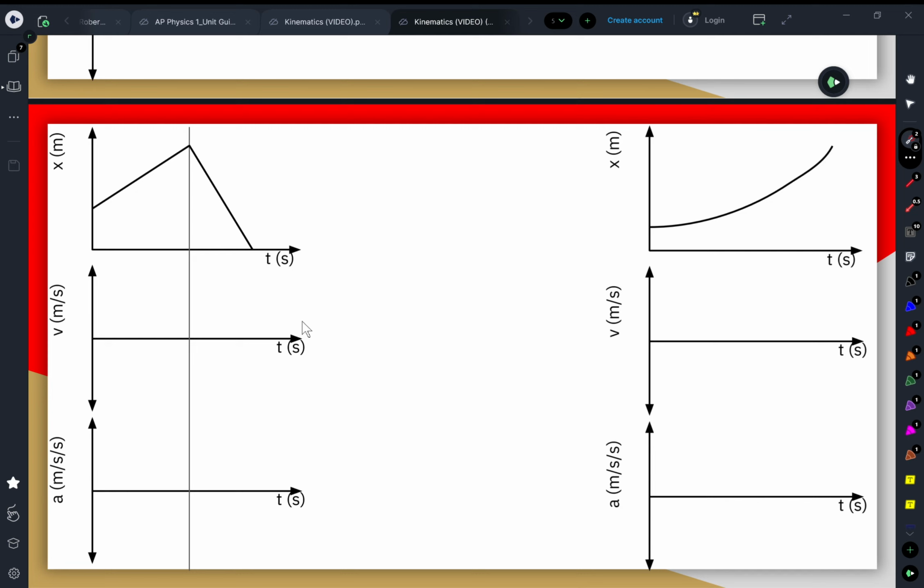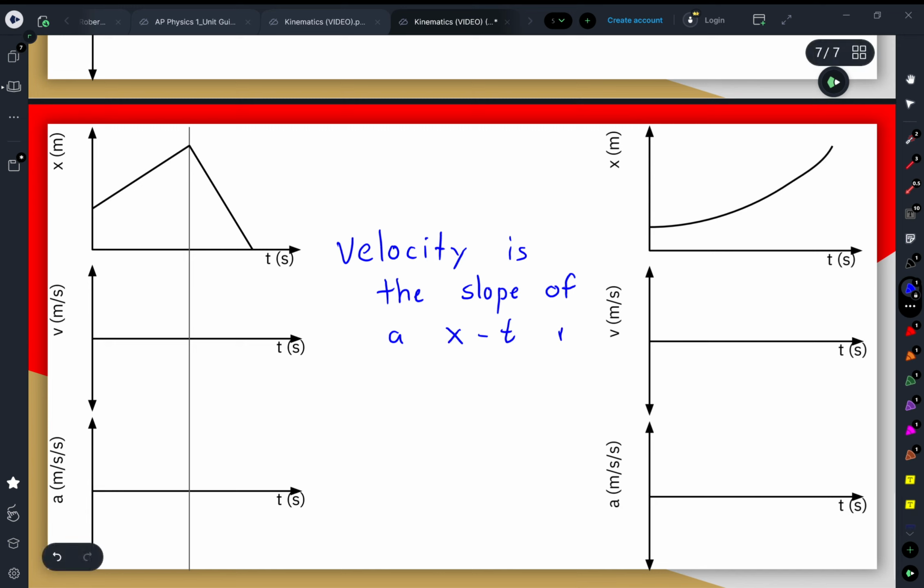Now, the way we go from a position time graph to a velocity time graph is by looking at these slopes. Our definition of velocity is the slope of a position time graph. Now, this can be calculated as change in position over the change in time, assuming the slope is constant, which does apply for those two regions of the graph on the left.